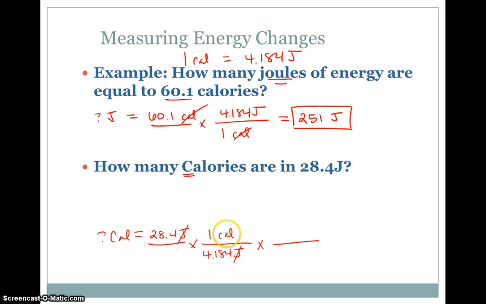My joules cancel and I'm in chemistry calories, but I don't want chemistry calories for this one, I want food calories. So we learned on the last slide that 1,000 of my little chemistry calories is the same as one big food calorie. I want you guys to practice typing this into your calculator. So you do 28.4 divided by this number. If you do it correctly, you should get this number here, 0.00679. Go ahead and hit pause and try that now. And when you're done, come on back to the video.